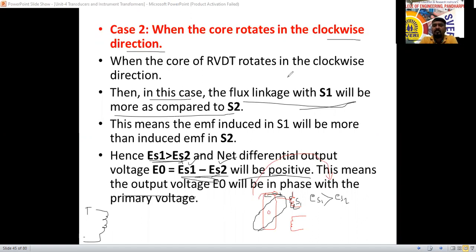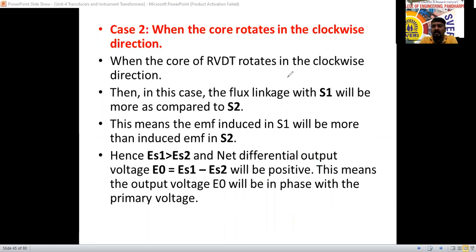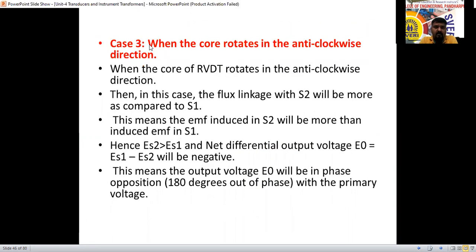Next, case 3. When the core of the RVDT rotates in the anti-clockwise direction, again I will take the diagram. See here now. Initially, this is the core. Here S1 is there.